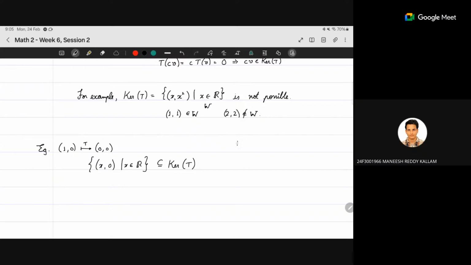So suppose 0, 1 also goes to 0, 0. In that case, what is your transformation? Your transformation itself is the zero transformation. Every vector goes to 0. Everything collapses. Everything is the kernel. So when 1, 0 just goes to 0, 0, it just says that the vectors in this line, 1, 0, is what?